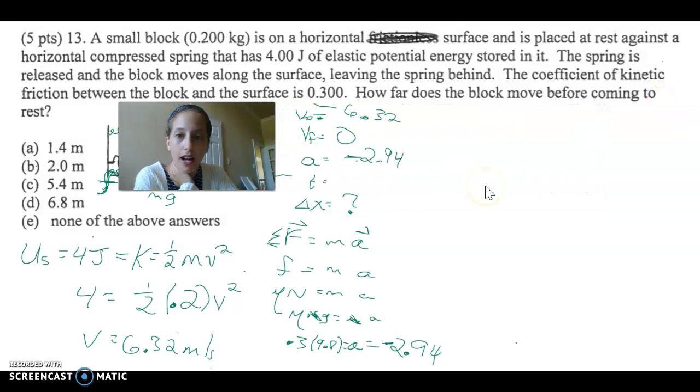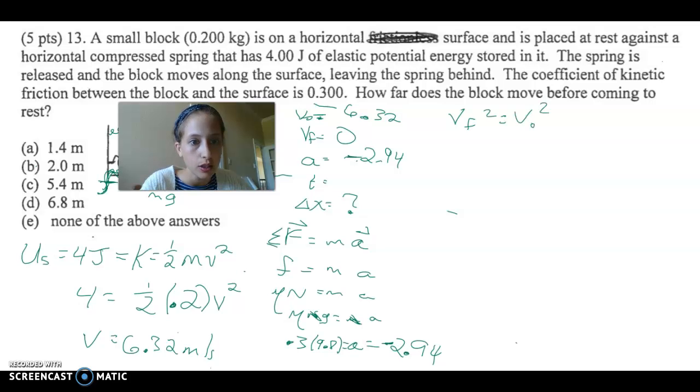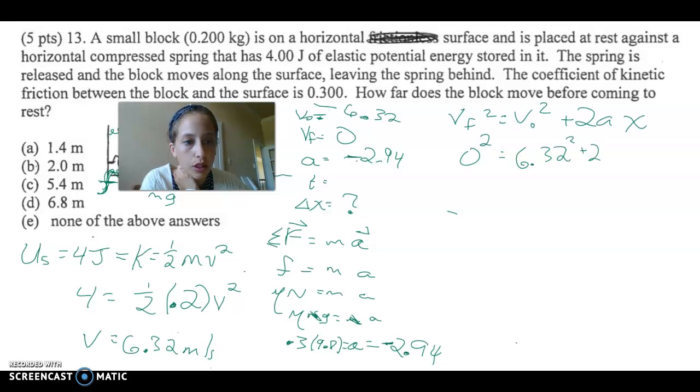Okay, we gotta pick an equation. So we don't have time and we don't care about time. So that means we use the squaredy one. We've got V final squared equals initial velocity squared plus 2ax. Final velocity is zero, initial 6.32, a is negative 2.94, and x is just x.